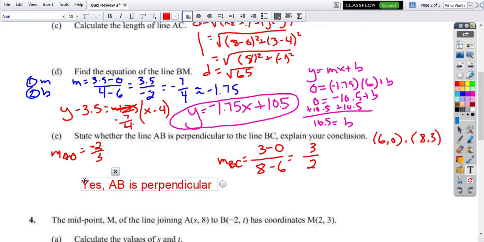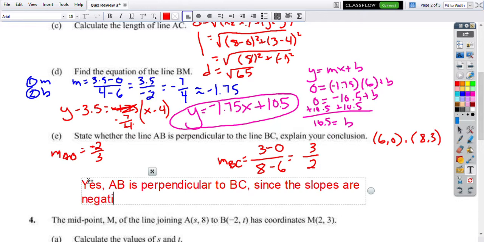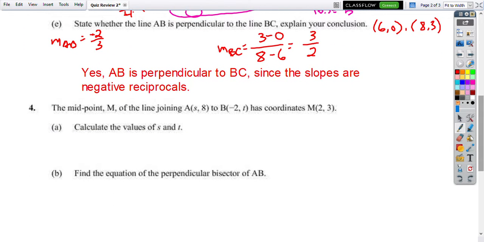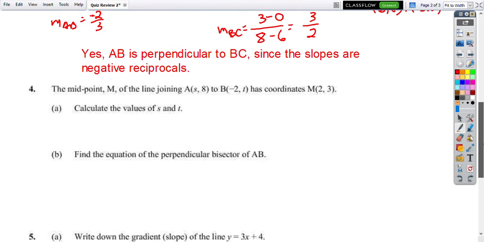You can use the symbol here. And the reason why is the slopes are negative reciprocals. If you forget, just remember that the slopes are change signed and flipped over. If you want to go with that, go for it.